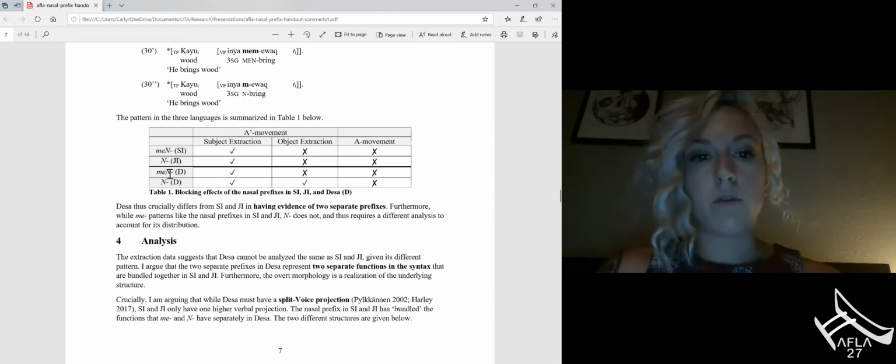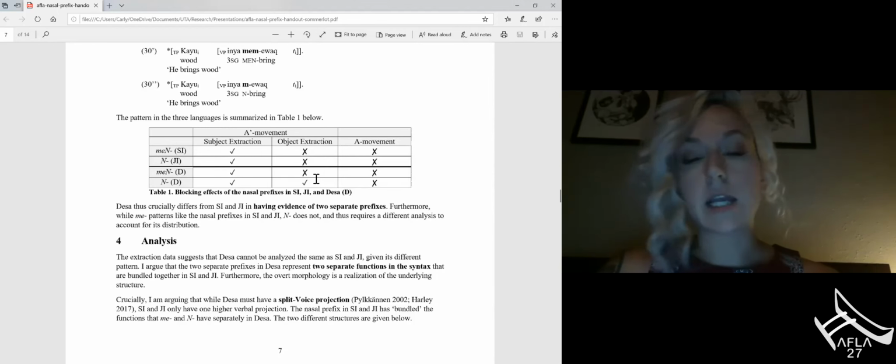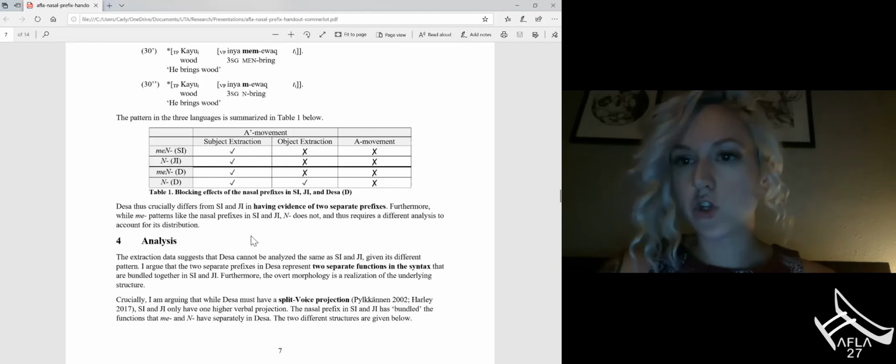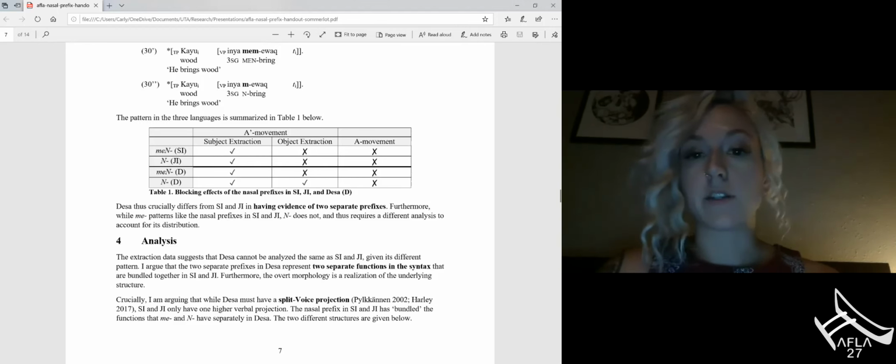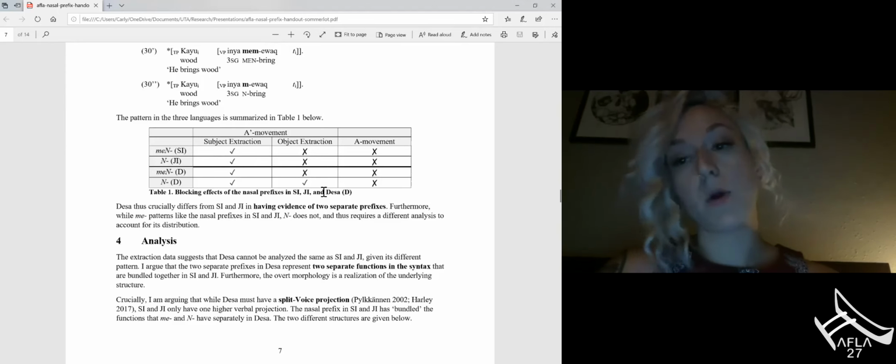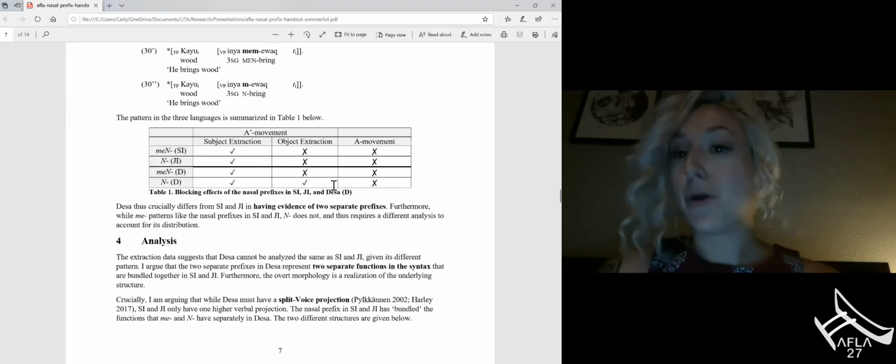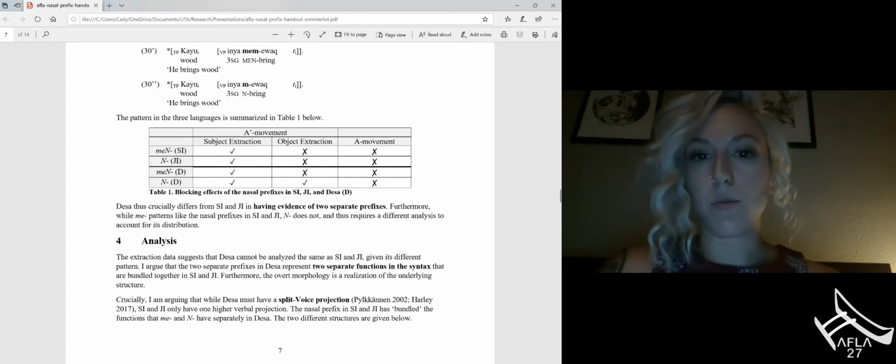And we see that we have one prefix that seems to look exactly like standard and Jakarta Indonesian in what it blocks. And then we have this strange shortened nasal prefix, which has a different pattern in that it only blocks A movement and does not block A-bar movement.